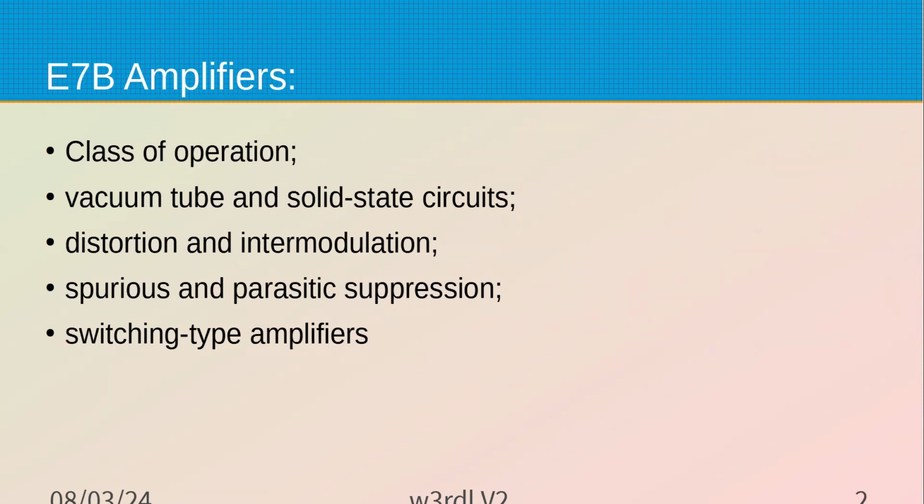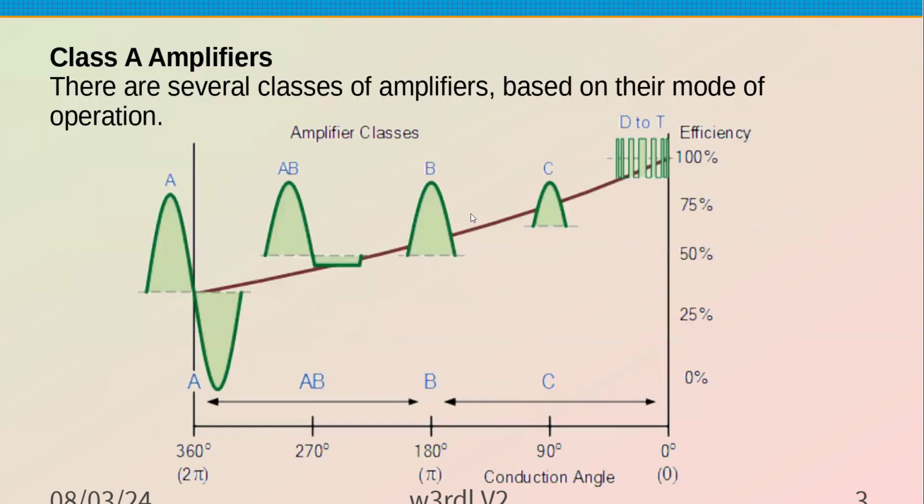Distortion and intermodulation, spurs and the parasitic suppression for ferrite beads again, and switching type amplifiers, which is class D. Classes are normally recognized as class A, which is the most linear.